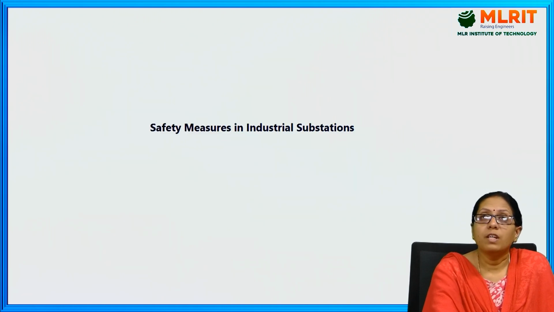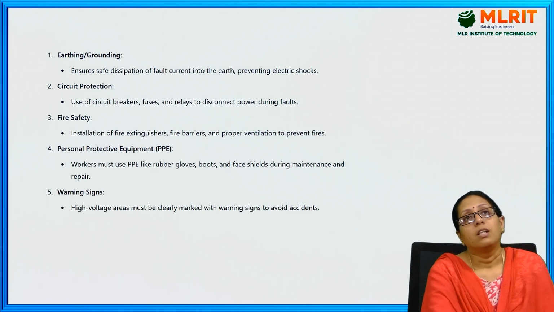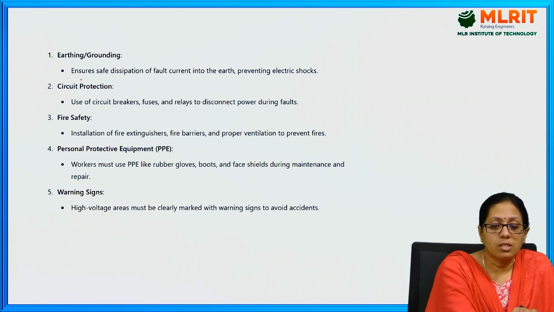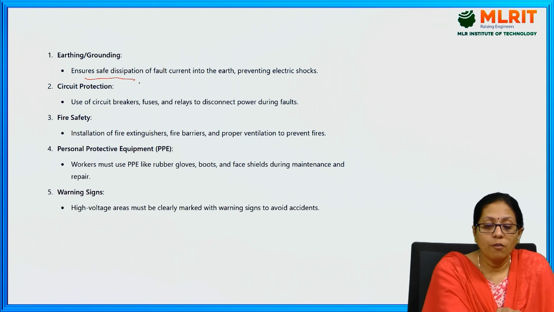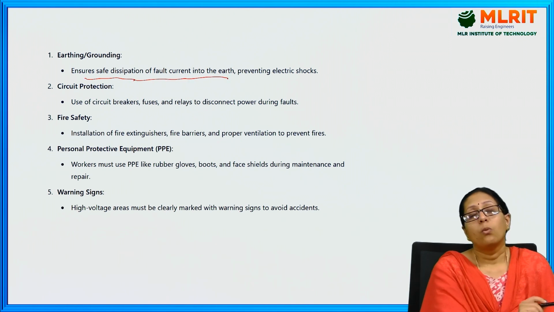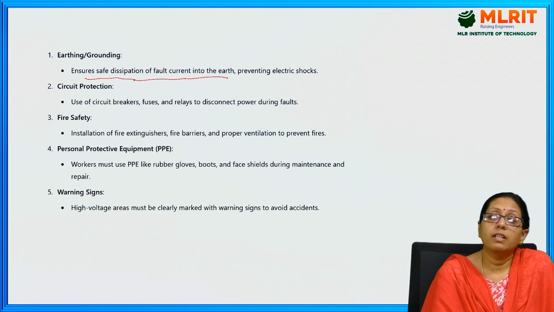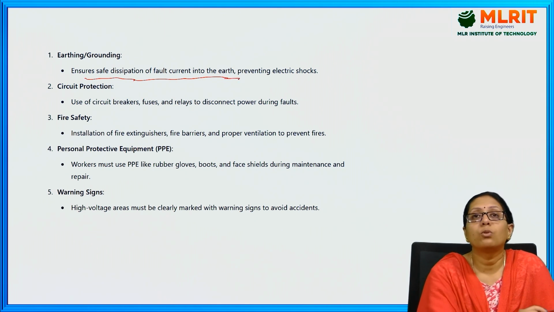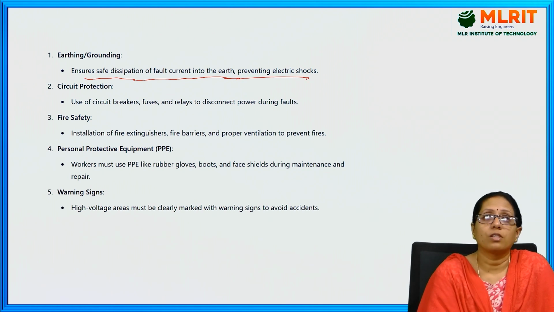Next one is safety measures in industrial substations. What are the safety measures to be taken? First one is earthing or grounding. Proper earthing or grounding based on the load voltage level should be done, which ensures the safe dissipation of fault current into the earth. Whenever a fault occurs, the current should be properly grounded or sent back through the earth. This is for preventing electrical shocks.